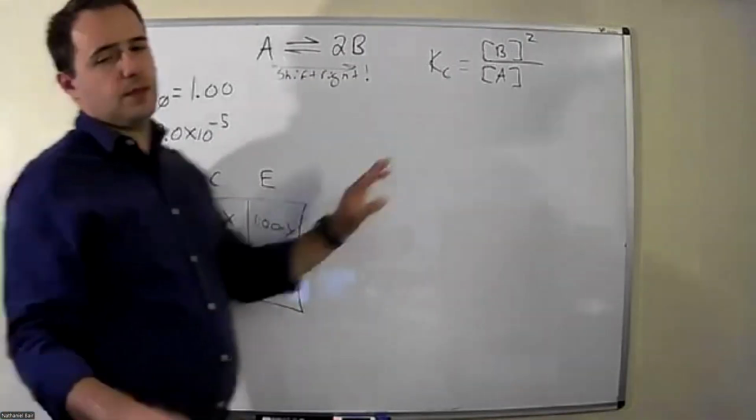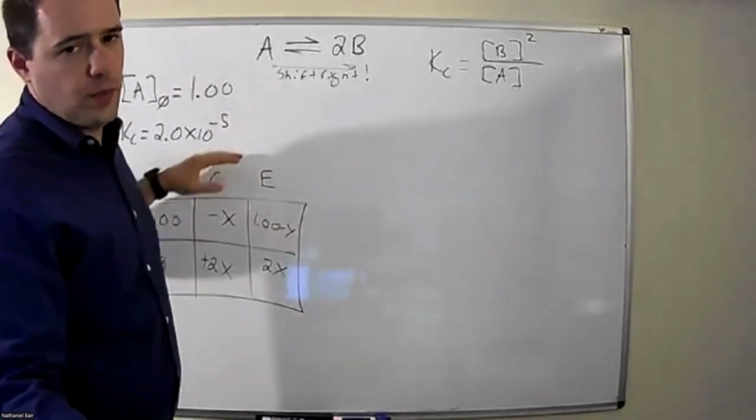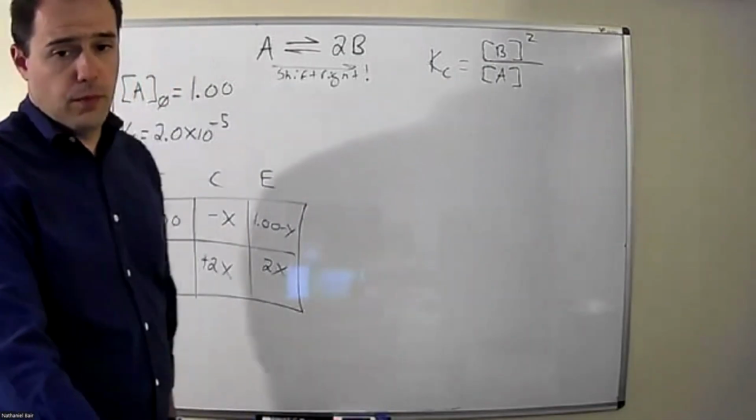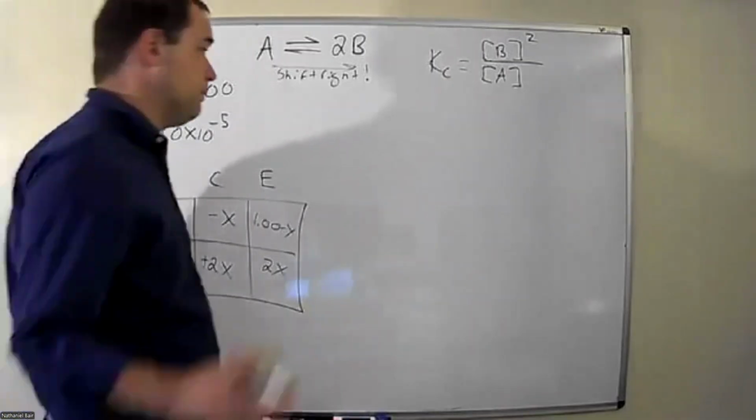Now we're going to plug these values into the mass action expression. We know the equilibrium constant is 2 times 10 to the negative fifth. And we're going to solve for x. There we go.